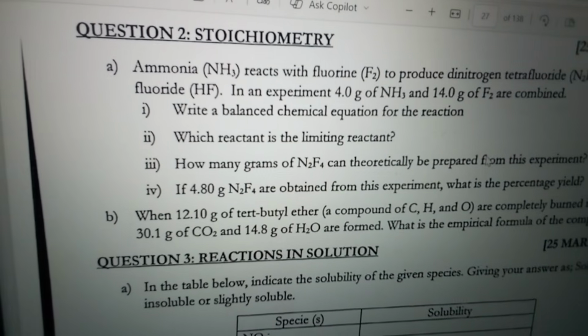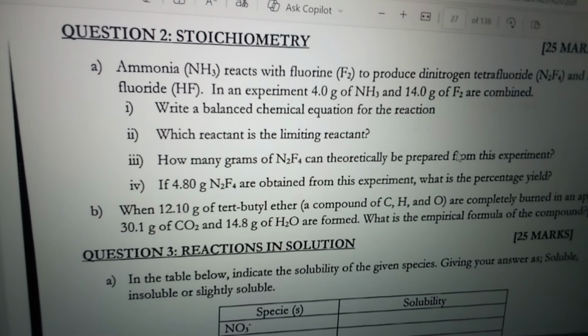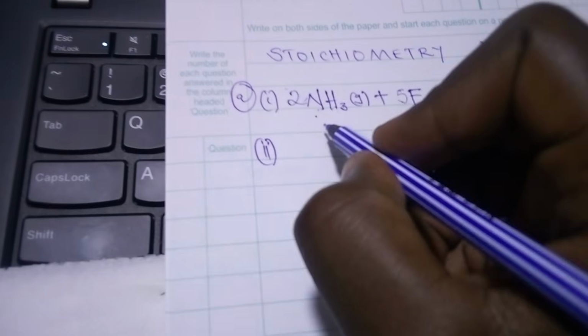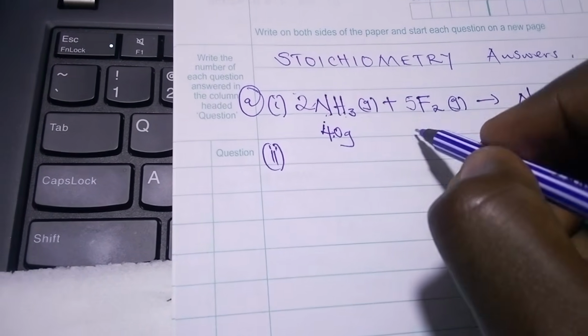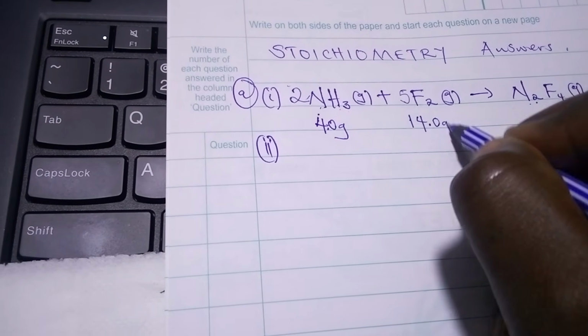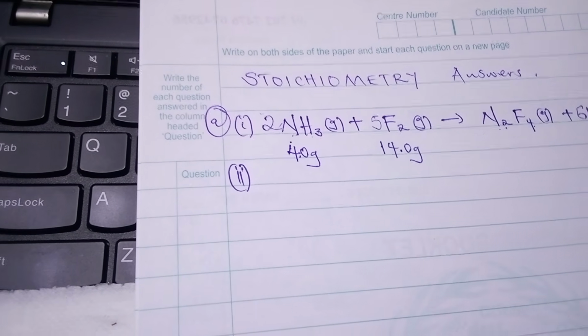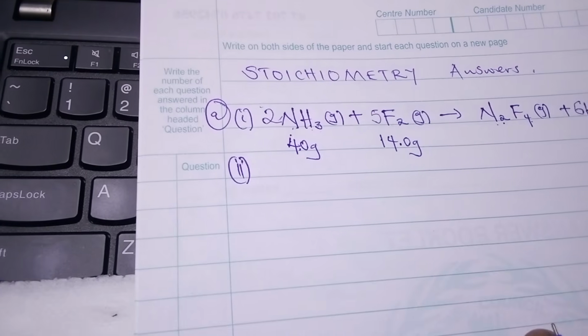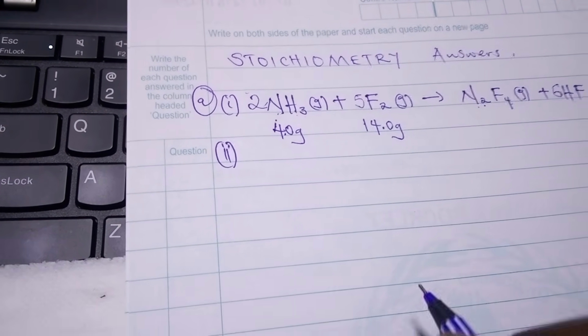Looking at the question, we have been given 4.0 grams of ammonia, and we have also been given 14.0 grams of fluorine. Every time you are finding the limiting reagent, you convert all the masses and volumes to the number of moles.